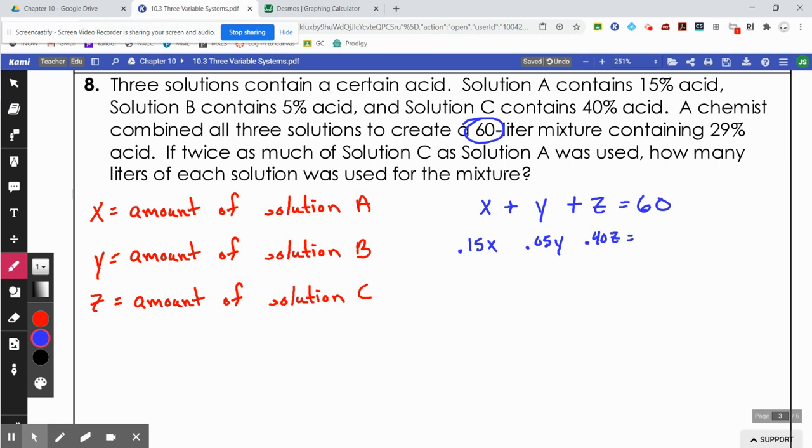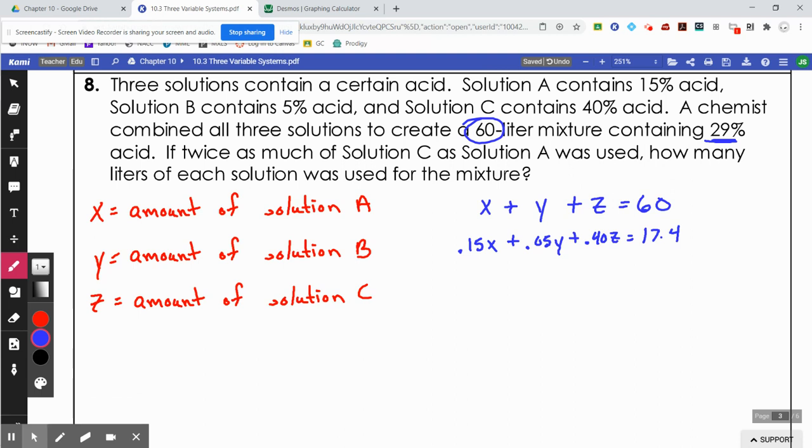Now, we create a solution that is 29% acid. So our entire solution is 60 liters. 29% of that will be acid. So we're going to do 29% of the 60, and that tells you how much acid. So this acid plus this acid plus this acid is going to create a new solution that is 29% acid. So we're going to do 0.29 times 60, and that's going to give us 17.4. So there's going to be our second equation.